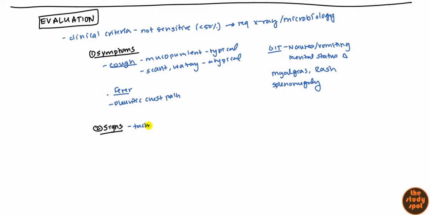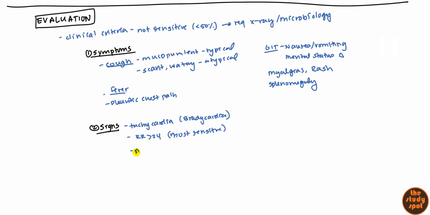Now, what kind of signs do you get? Tachycardia can occur, but bradycardia is also possible. Generally, they have a high respiratory rate, greater than 24, and this is actually the most sensitive sign. So, someone with a high respiratory rate, that's what you want to be thinking more likely of pneumonia. On auscultation, you can get audible crackles, and that's just due to the purulent substance that's there.